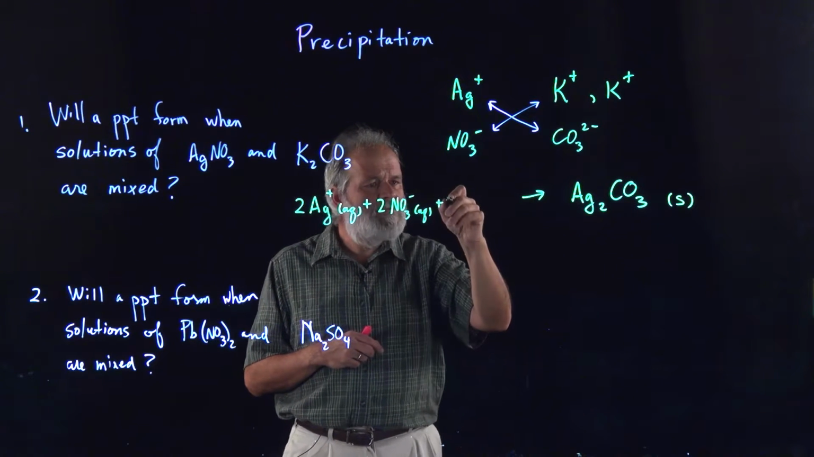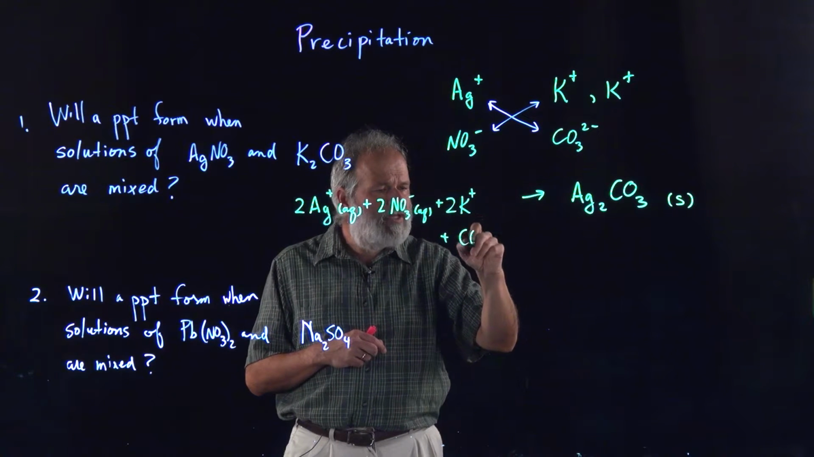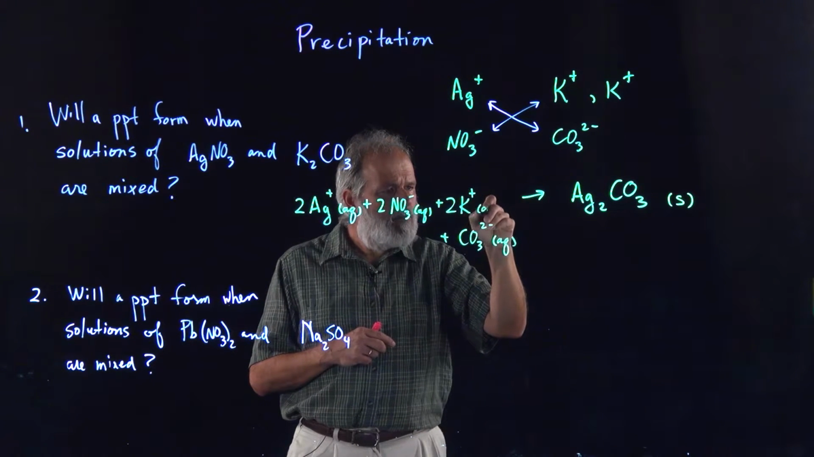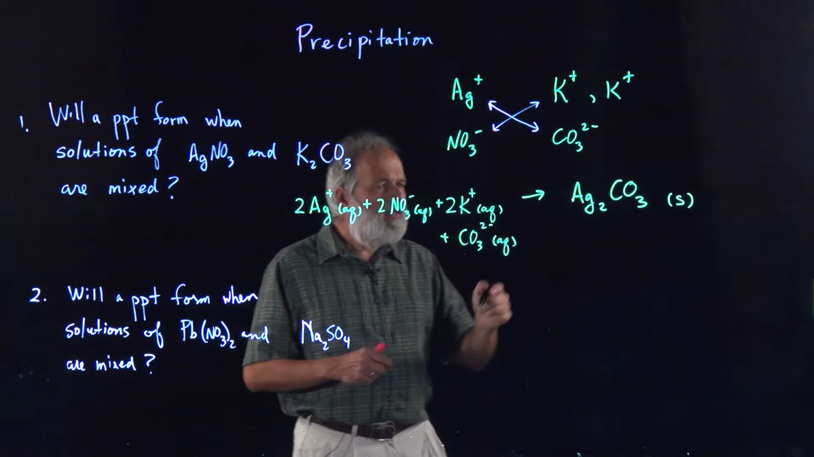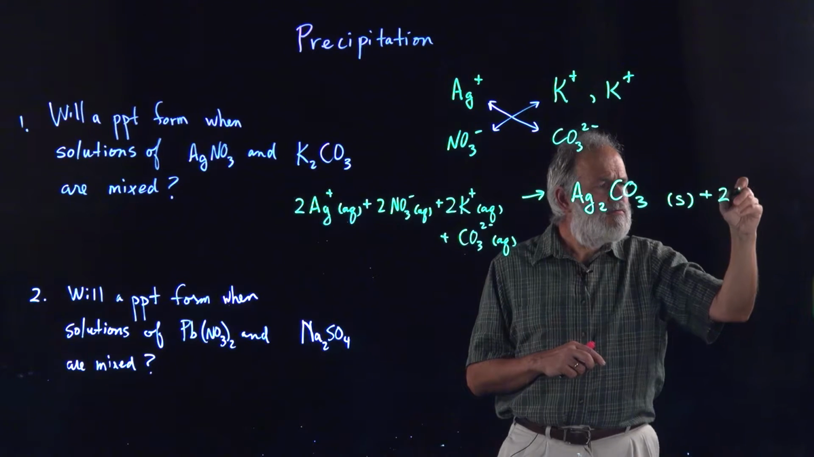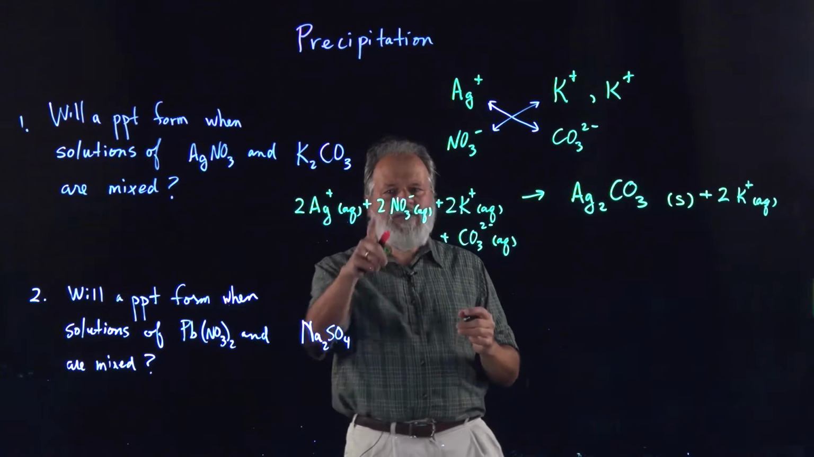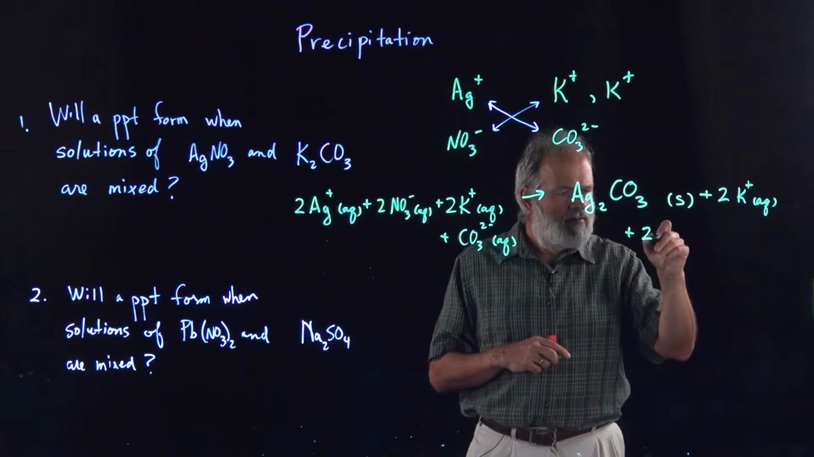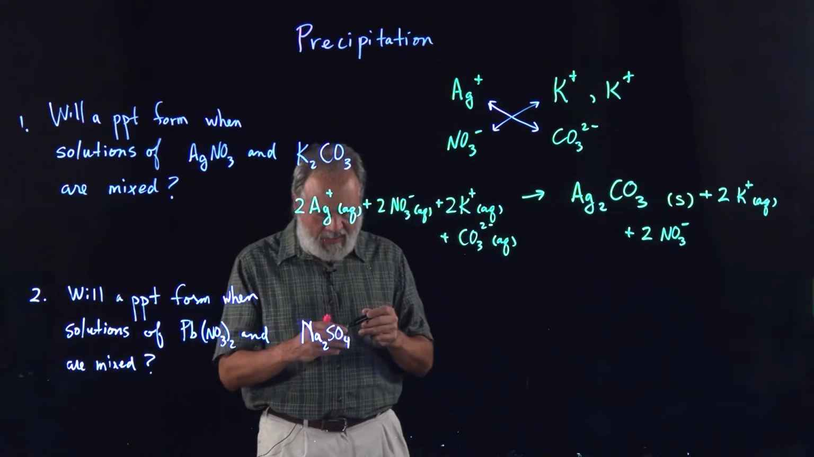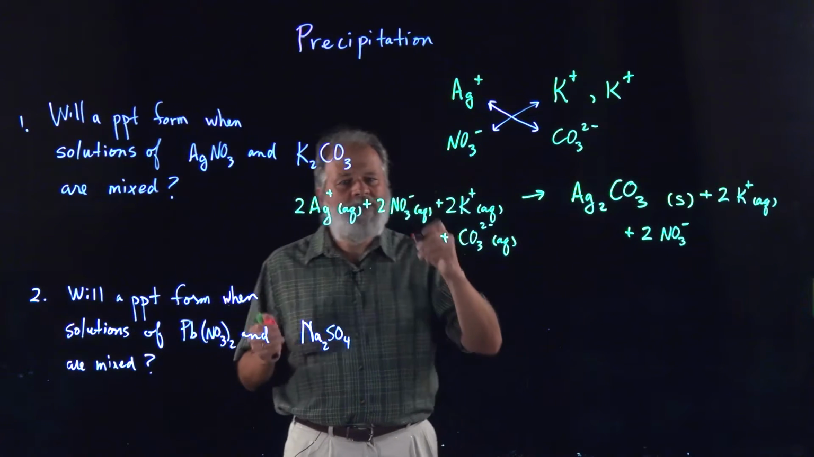and two potassiums. Now, I don't quite have room, one carbonate. Okay, now over here we have potassium ions that aren't used, and we have two nitrates that weren't used. Okay, so what we've done is taken an overall reaction, which I've not written for you, but I shall now.